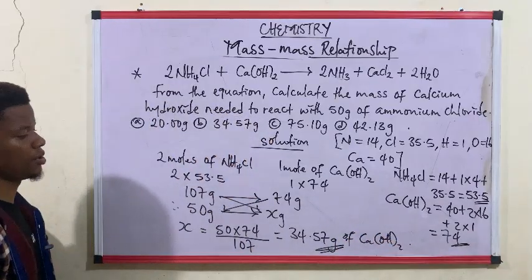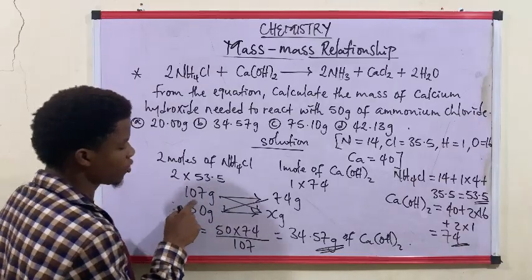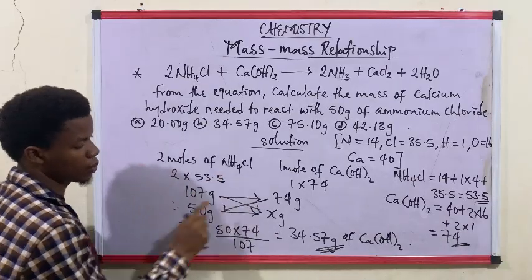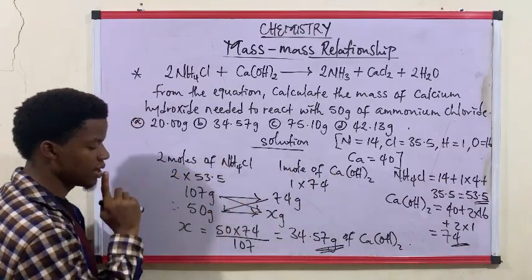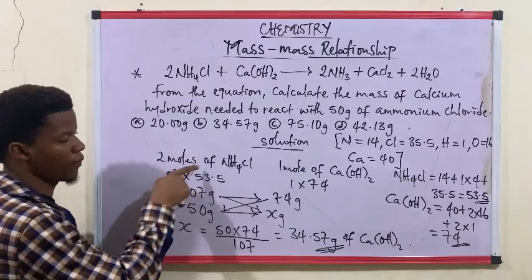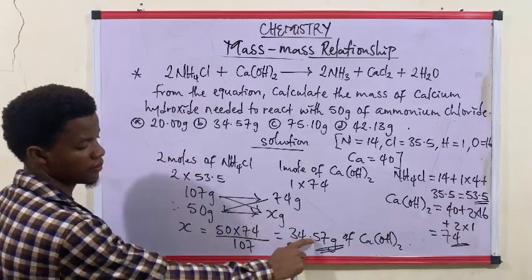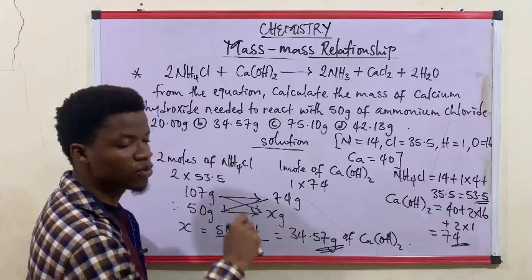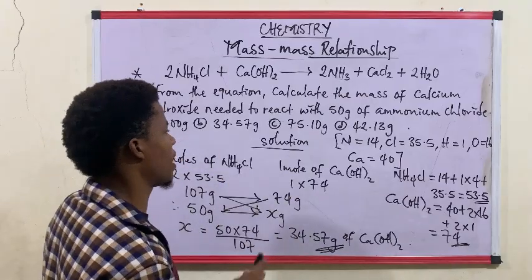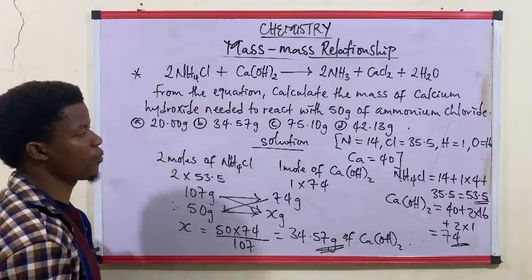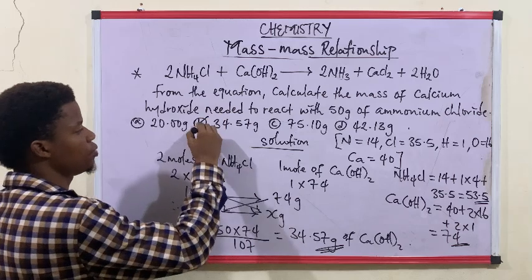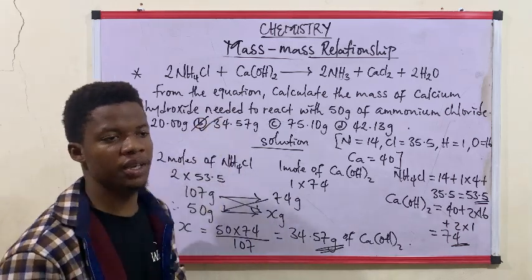So it therefore means that 107 gram of ammonium chloride requires 74 gram of calcium hydroxide. Therefore, 50 gram of ammonium chloride will now require 34.57 gram of calcium hydroxide. So which option has 34.57 gram? Option B. So therefore, option B is our answer.